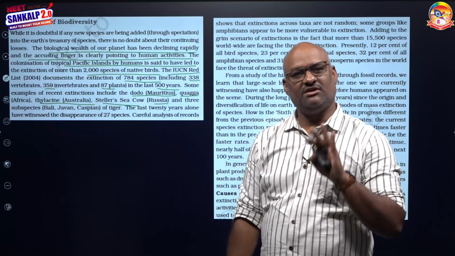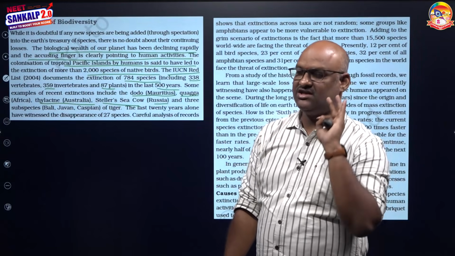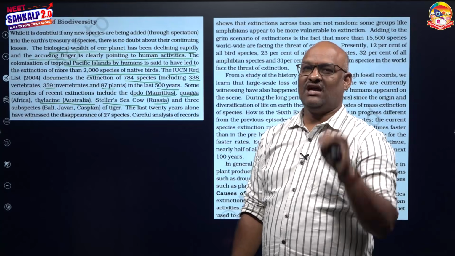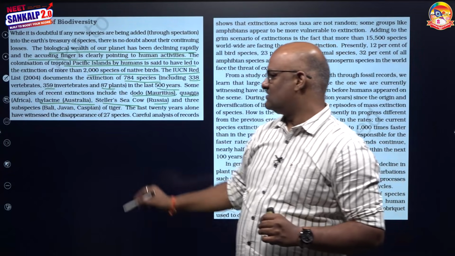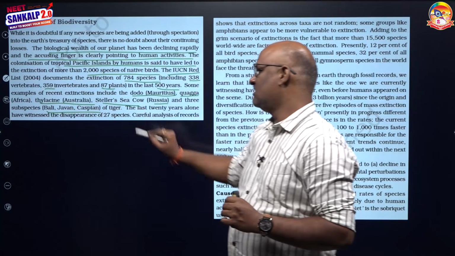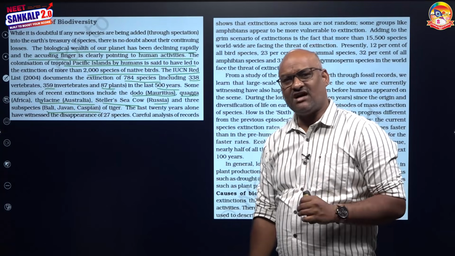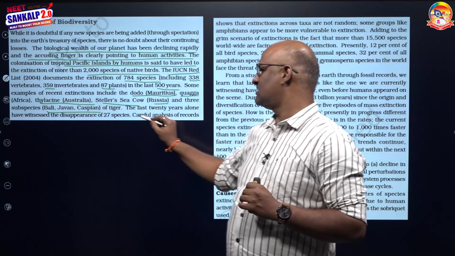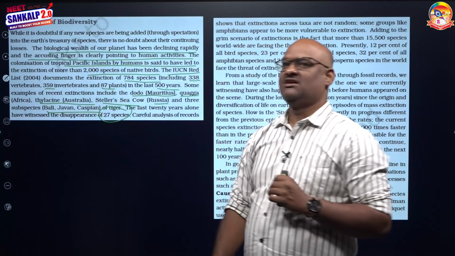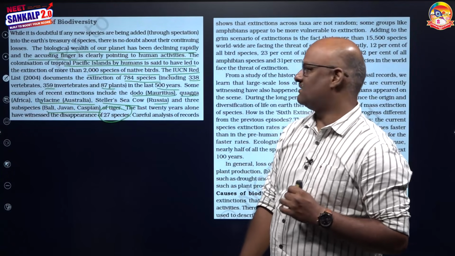This is very important, a previous NEET question. Dodo is from Mauritius, quagga is from Africa, thylacine is from Australia, Steller's sea cow is from Russia, as well as 3 subspecies of tiger: Bali, Javan and the Caspian. In the last 20 years, 27 species became extinct, disappearance.